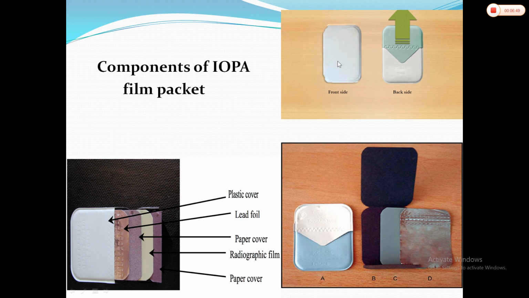IOPA film, that is intraoral periapical radiograph, is the commonly used one in dentistry. This film packet contains 4 components. This light colored one is the X-ray film. It is covered by the lead foil to protect the film from secondary radiation. And these two are wrapped by black light proof paper and the entire thing is placed in this plastic cover.